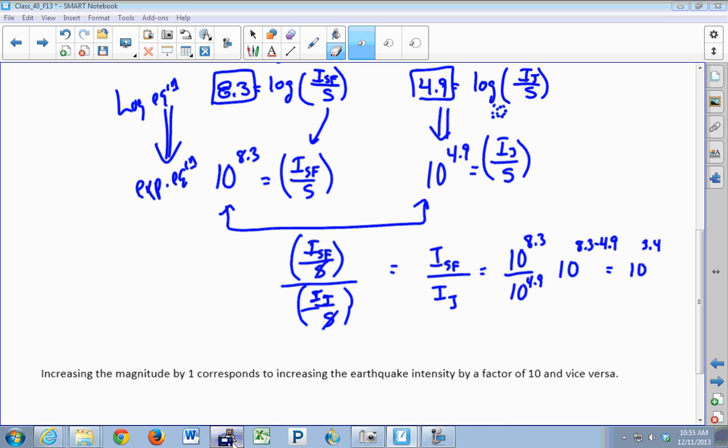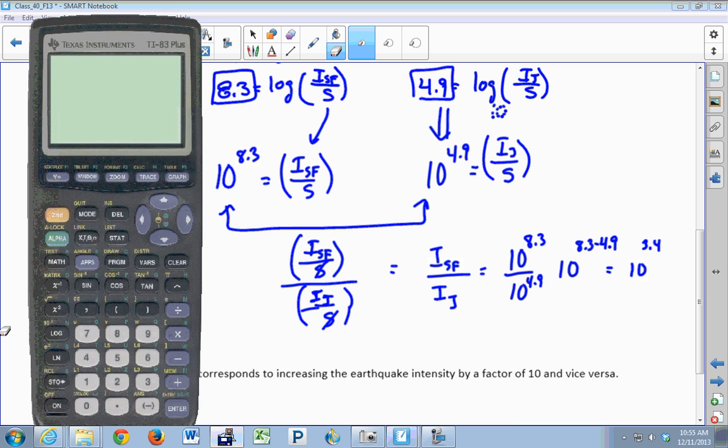So let's see what 10 to the 3.4 is. Let's see. So we got to clear all this out from my last class. 10 raised to the 3.4 is 2,511, approximately 2,512. So even though the numbers didn't look like they were changing very much, the earthquake in San Francisco was 2,500 times more powerful than the one that reached Japan on the same day.